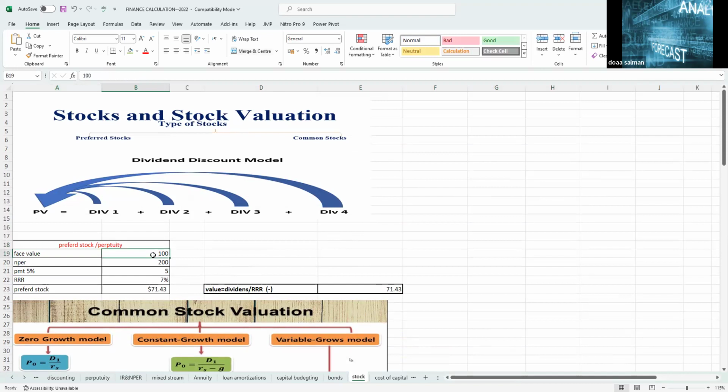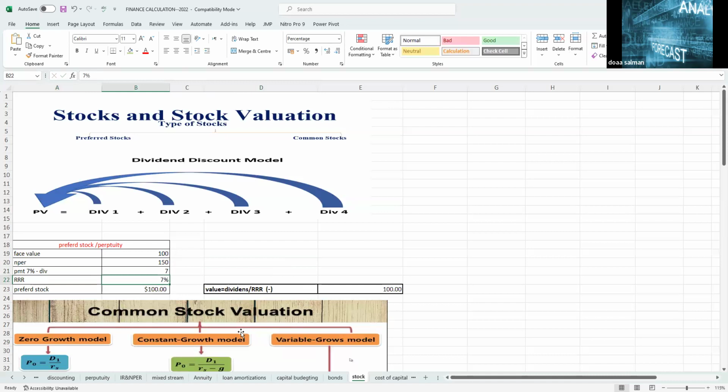So here, let's say that the face value of this preferred stock is 100, and I own it for infinity. Just 200, 150, it doesn't matter, it will give you the same values. Here we have to know the PMT, which will be the DIV, the dividend, how much the dividend is. Here it is 5% of this 100. How can I calculate 5% times the 100? Let's change it to 7%. So it will be 7% here.